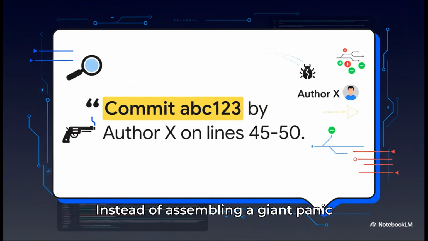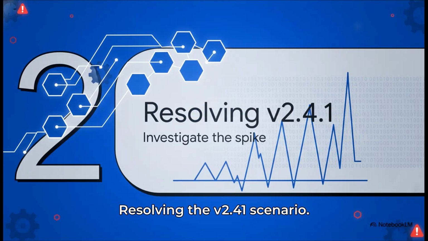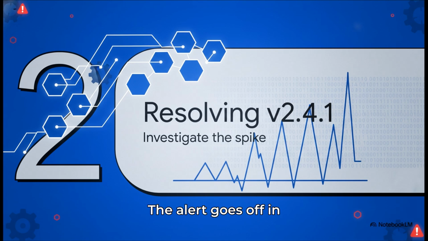It takes you straight to the root cause without hours of manual log digging. Instead of assembling a giant panic war room and having 5 engineers grep through different logging tools, Sentry points directly to the pull request that introduced the failure. It even surfaces the author as a suggested assignee to fix it. How cool is that? Resolving the v2.4.1 scenario. Let's apply all this to our earlier scenario. You've got this massive influx of 500 errors appearing right after a deploy. The alert goes off in your team's Slack channel. But this time, because you have release tracking configured, that alert isn't just some generic timeout error. It is explicitly tagged with the new release version.